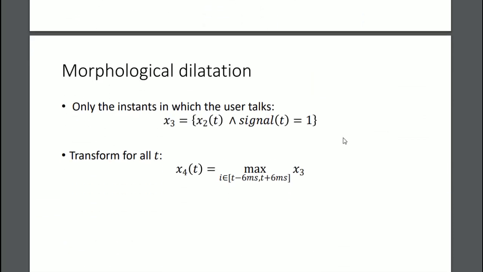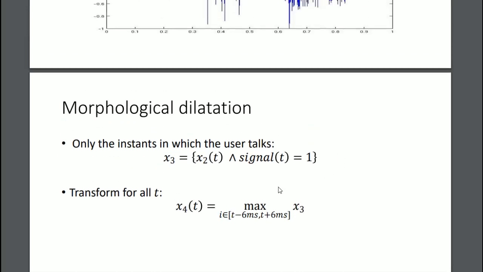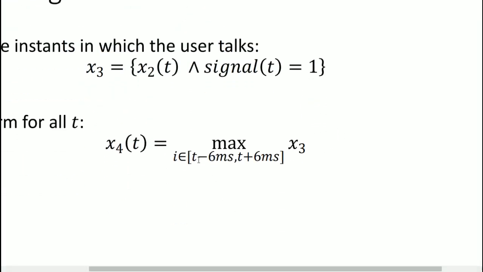Now we do another transform, which is called the morphological dilatation. So for all t, obviously, in the interval t minus 6 milliseconds, t plus 6 milliseconds of the previous signal, we take the maximum. We will see later what it looks like.